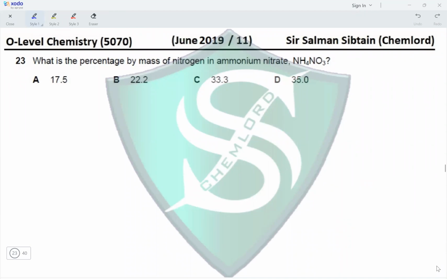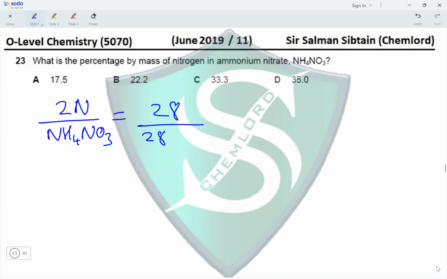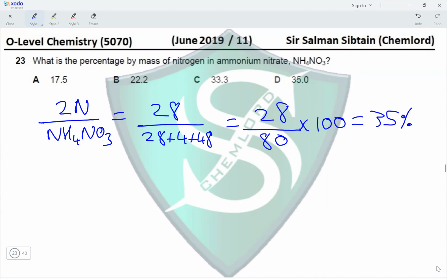Question 23. What is the percentage by mass of nitrogen in ammonium nitrate? So we've got two atoms of nitrogen in NH4NO3. So that would be 28 upon 28 plus 4 plus 48. This is equal to 28 upon 80. And when we multiply 28 upon 80 into 100, we end up with 35% by mass of nitrogen. So this makes option D the correct option for this question.